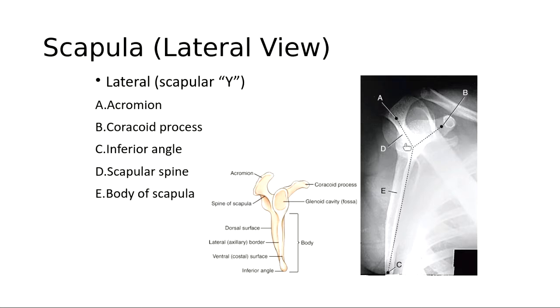So as far as parts of the scapula go, A is the acromion, B is the coracoid process, C is the inferior angle of the scapula, or the very bottom portion of the scapula. D is the scapular spine running right here, and then E represents the body of the scapula. And then you can see it again right here showing you in anatomical terms, and then this would be radiographically. So this is actually what you're looking at in this image right here.